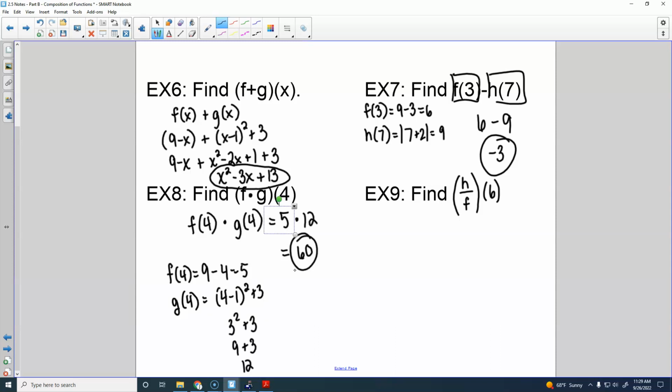When you see f times g and then the parentheses of 4, it means f of 4 times g of 4. I don't love this notation. I like it better just written like this, but you will see this sometimes. 4 minus 1 is 3.